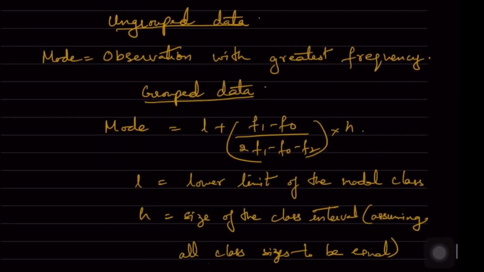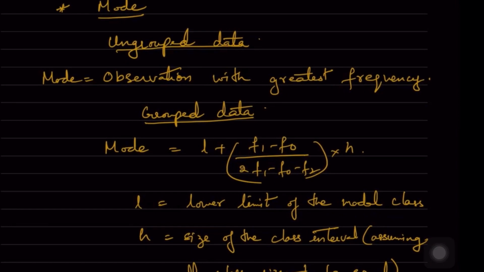Next, going into mode. In ungrouped data, what is mode? Mode is nothing but the observation with the greatest frequency, the highest number of occurrences. For ungrouped data, sometimes more than one observation occurs multiple times, so you can take whichever is occurring the greatest number of times. That will be the mode.